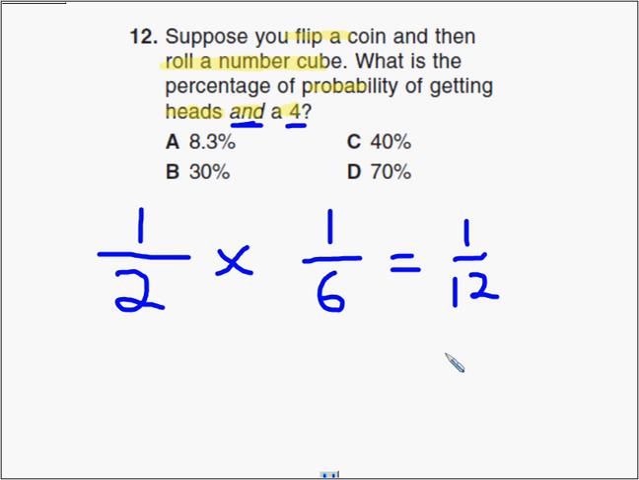of actually getting that, and it took me 7. So I was on the lucky side. So it's asking me to put this as a percentage. So I just divide the numerator by the denominator, and I get 8.3%. Actually, I got a repeating decimal, but that rounds to 8.3%. That's my first example of independent events.